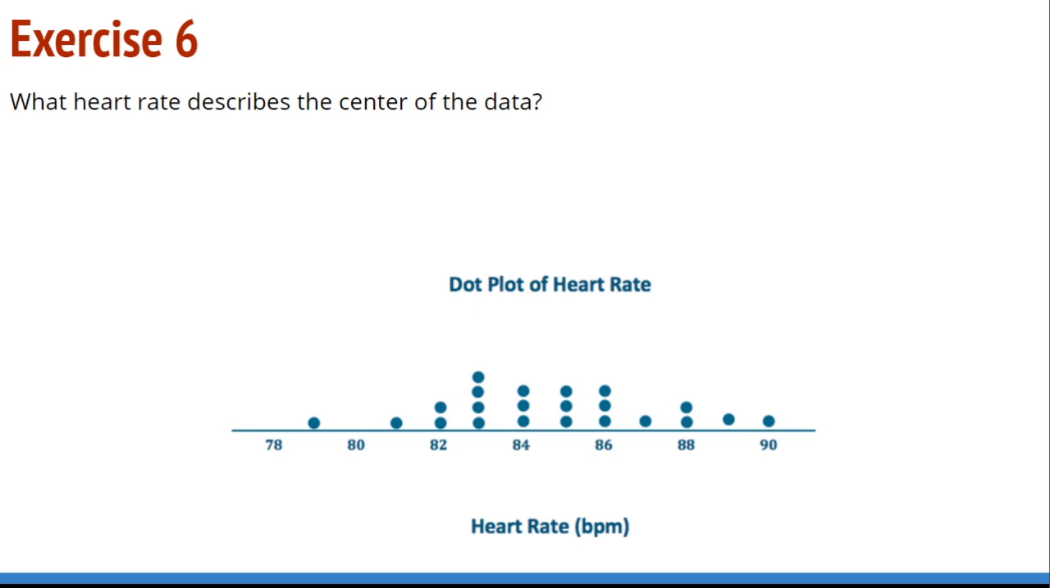What heart rate describes the center of the data? And here there are a variety of answers. We already kind of discussed this. We could say that it's 83 because that came up more than any other heart rate. We could describe the center as being kind of in this 84, 85 range because that visually looks kind of like the center. If we want to get really picky, maybe that even looks more like the center. So there are a whole bunch of different answers. The question is, can you explain and give a reason for your answer?